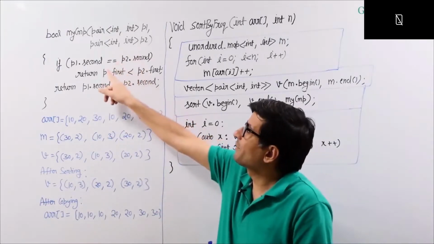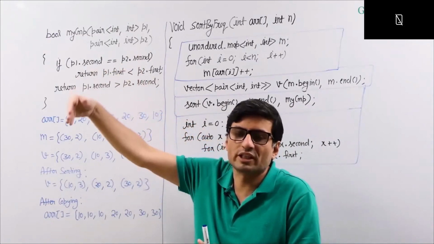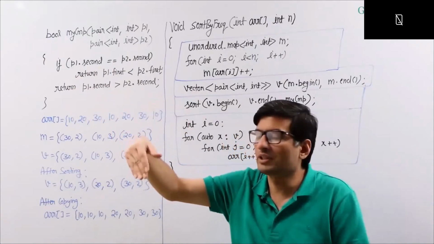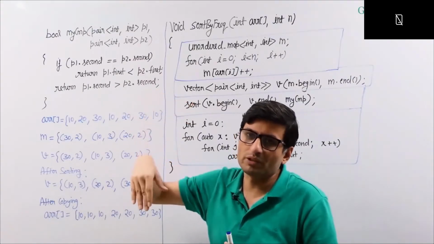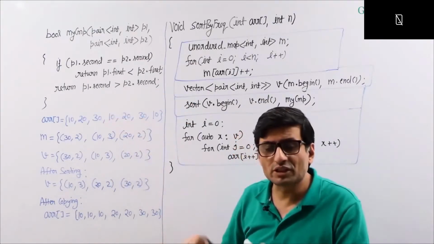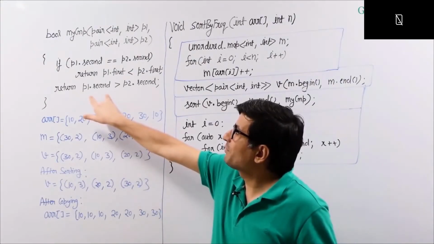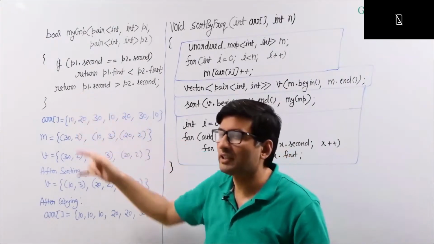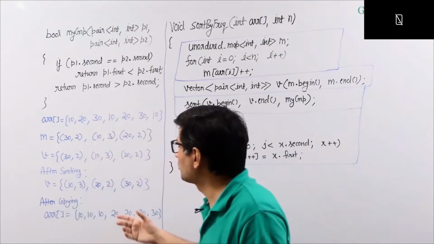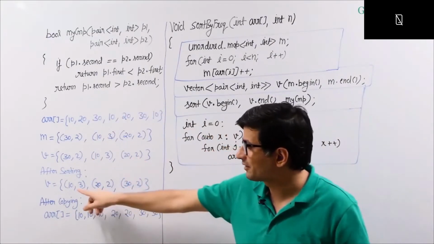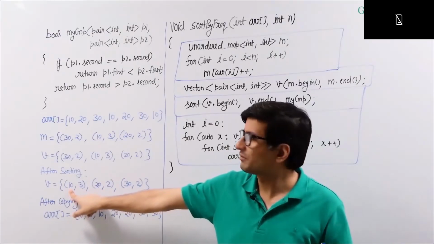So these are actually pairs. You can access the frequency or second item using second, and you can access the first item using first. So if the first item is smaller, then you put the first item first. And if the frequencies are different, then the higher frequency item goes first, right? So that's the rule we follow for sorting. And once you follow this rule and you sort this vector, you get this. The top frequent item comes first, right?